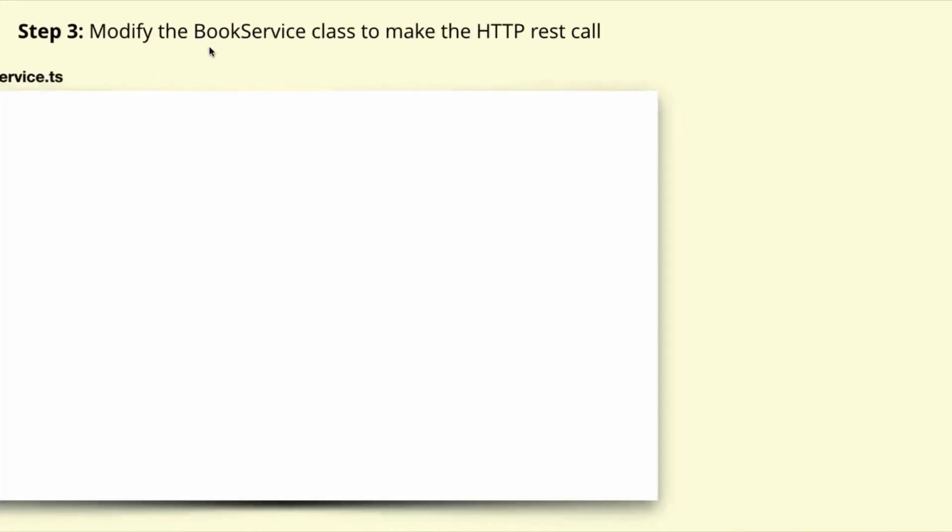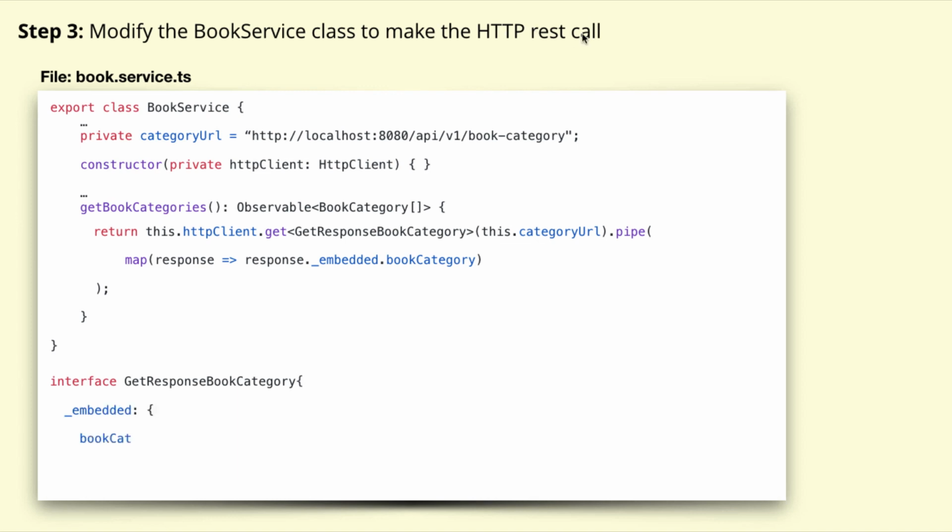So the third step is to modify the book service class to make the HTTP REST call. So within the book service, we are going to define the REST URL, and we're going to create a private field for that, category URL. And within the constructor, we are going to inject the HTTP client.